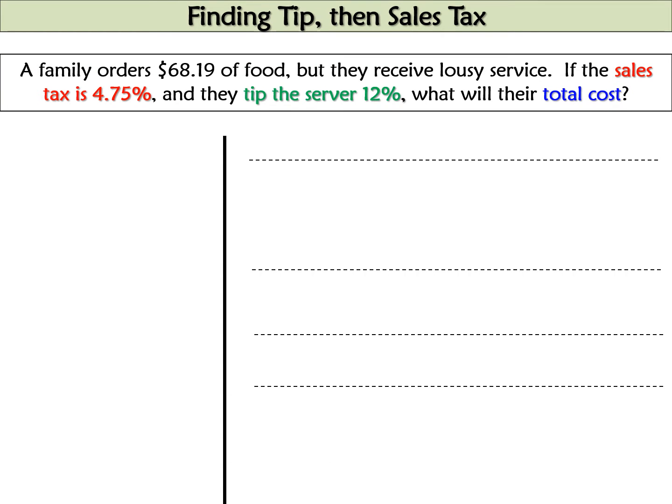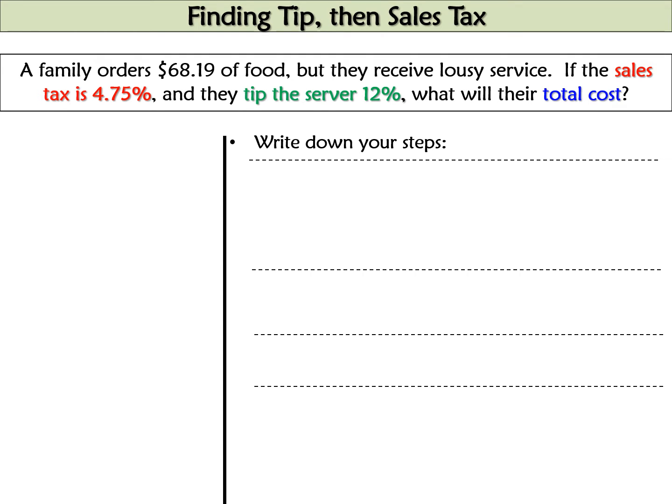Hi, this is Mr. Hood, and we're going to find a tip amount, then a tax amount, then find a total cost. So let's say a family orders $68.19 worth of food, but they receive lousy service. So if the sales tax is 4.75% and they decide to only tip the server 12%, what will be their total cost?